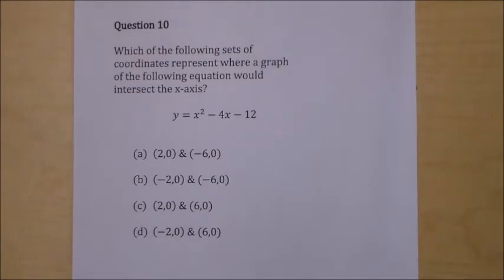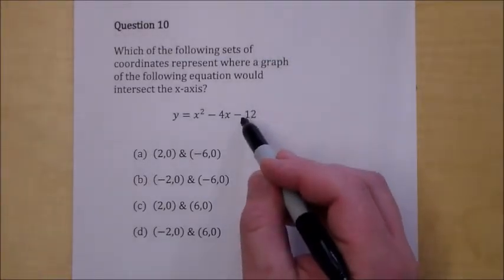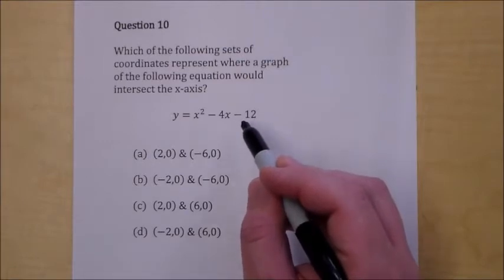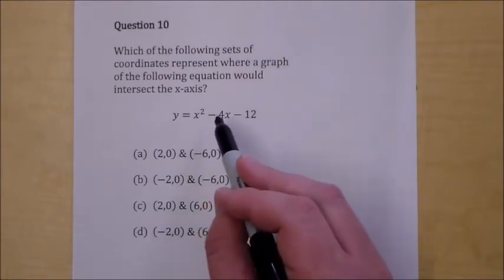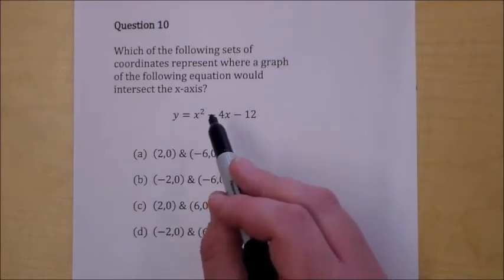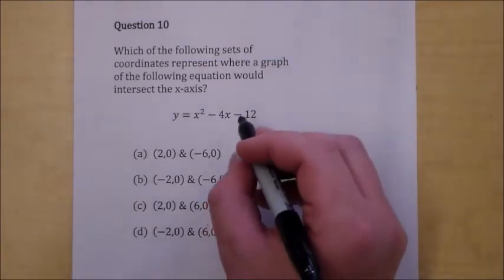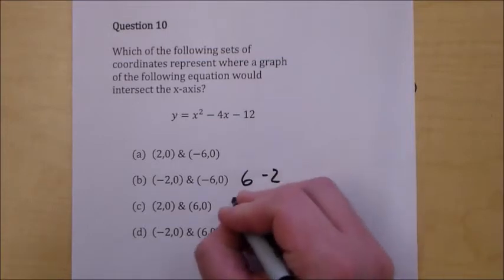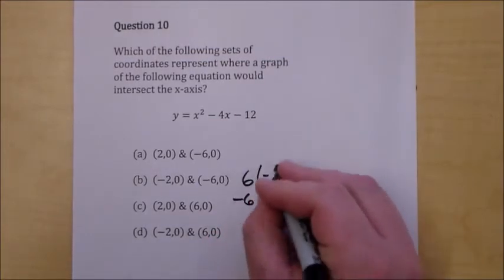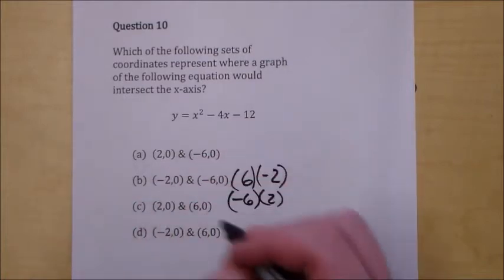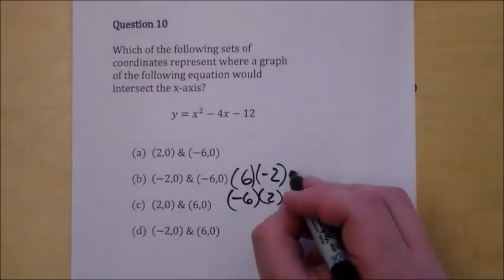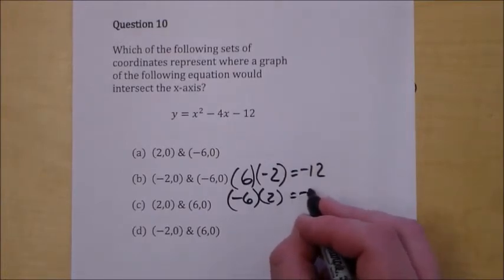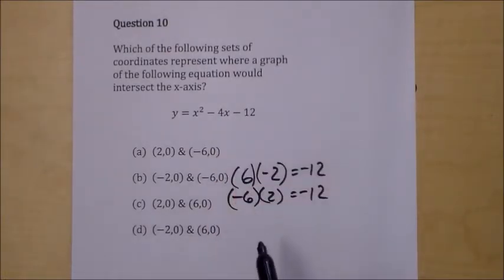We're good to go. In question 10, which of the following sets of coordinates represent where a graph of the following equation would intersect the x-axis? Okay, so we have negative here, so we know it's going to be different signs, and we have negative here, so we know that the bigger number is going to be negative. So how do you get to negative 12 with numbers that combine for negative 4? Well, let's try 6 and negative 2, or negative 6 and 2, right? We kind of are clued into that by the 6s and 2s hanging out here. Well, 6 times negative 2 gets me to negative 12, and negative 6 times 2 gets me to negative 12. Which two added together will get me to negative 4?